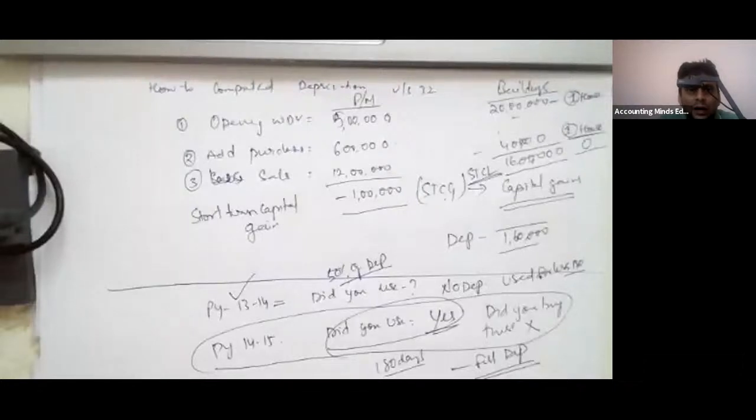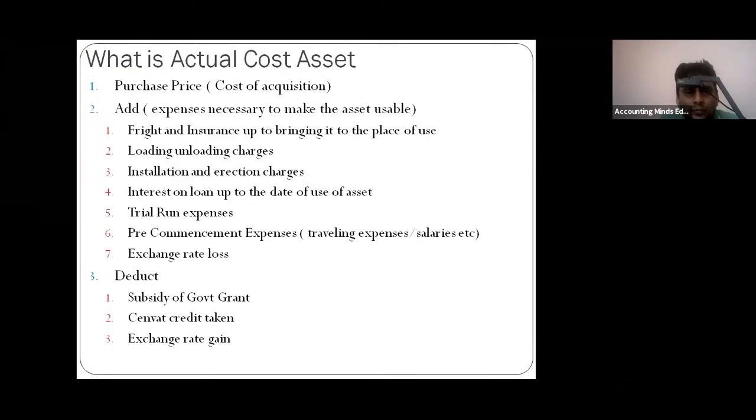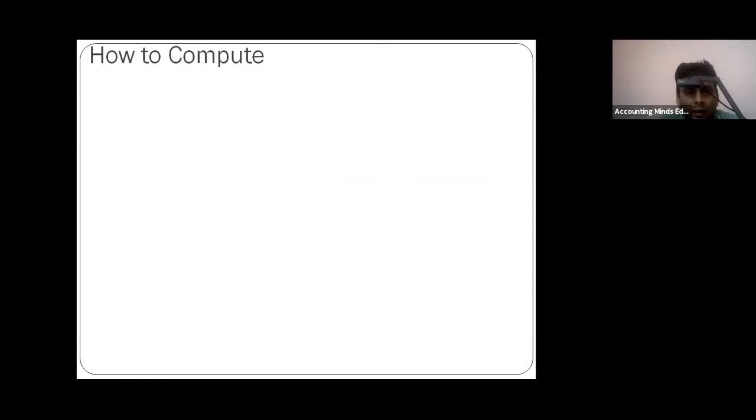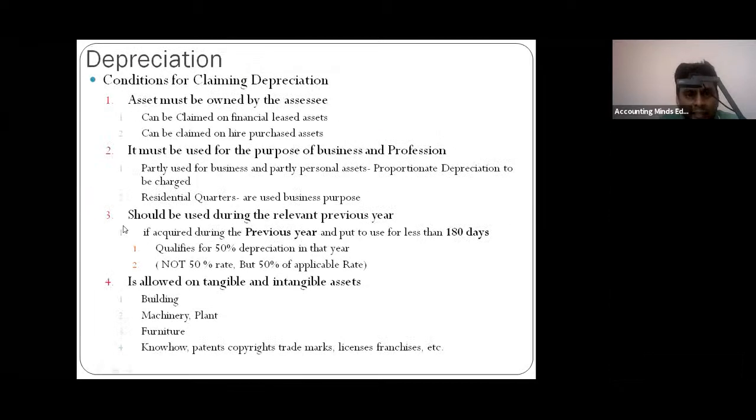What is the interpretation? What is the sentence given in the law? The sentence given in the law is that if the asset is acquired during the previous year, so you want to underline this, if the asset is acquired during the previous year and put to use for less than 180 days, so the word is "and", both conditions fulfilled, then 50% depreciation, otherwise full depreciation. Yes, sir. Okay, that's how it works.